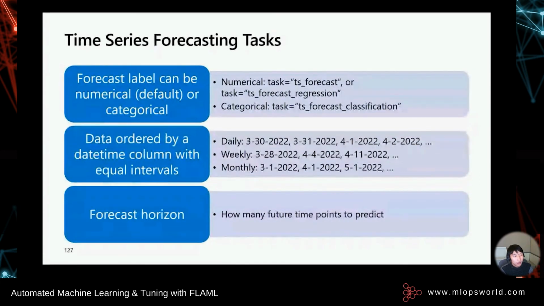So what's the difference from standard classification or regression tasks? First, the data are ordered by a column with the datetime type. The time points have equal intervals like daily, weekly, or monthly.